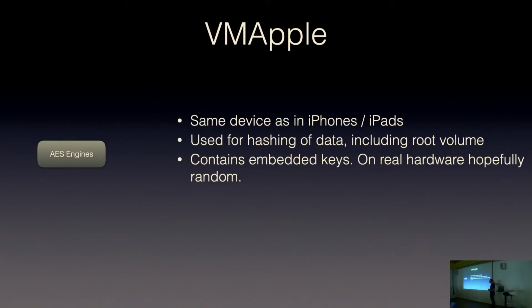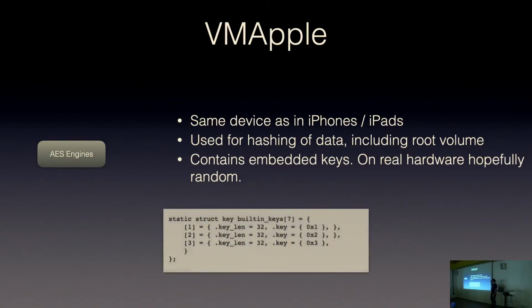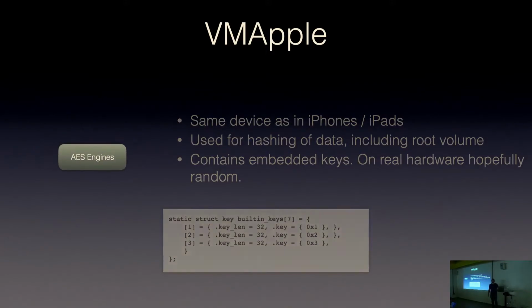It contains embedded keys. You can also configure your own keys. I don't remember if it actually uses that feature, but it mostly uses the embedded keys. I do hope these keys are slightly more random on real hardware. They're not very random on VM Apple, but I'm very fortunate. I'm very happy for them to keep it simple, because otherwise it would have been much more pain to actually reverse engineer all of this. So if you cannot read in the back, the key for slot 1 is 1, the key for slot 2 is 2, and the key for slot 3 is 3. Those are 6-bit values.